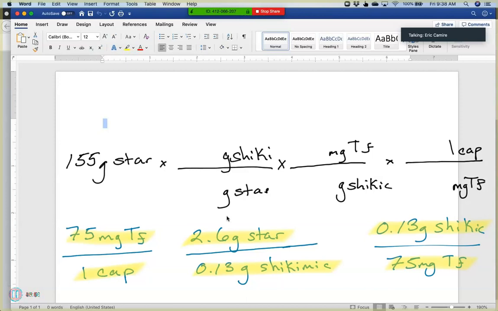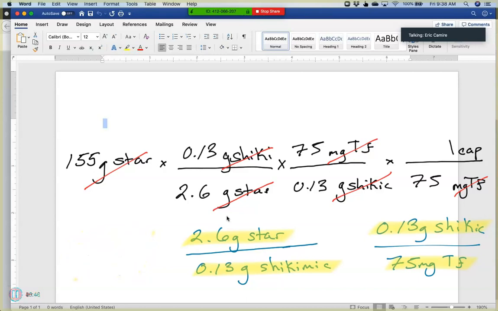So if I go through now, and I've done all of my work with my units, so gram star anise, gram shikimic acid, mgs Tamiflu, all of my units cancel to the unit I want. Now let's throw in our numbers. So we used this conversion factor first, and so I know that for every 2.6 grams of star anise, I can extract 1.3 grams of shikimic acid. For every 0.13 grams of shikimic acid, I can make 75 mgs of Tamiflu. And for every 75 mgs of Tamiflu I can make, and I already wrote it up there, 1 capsule.